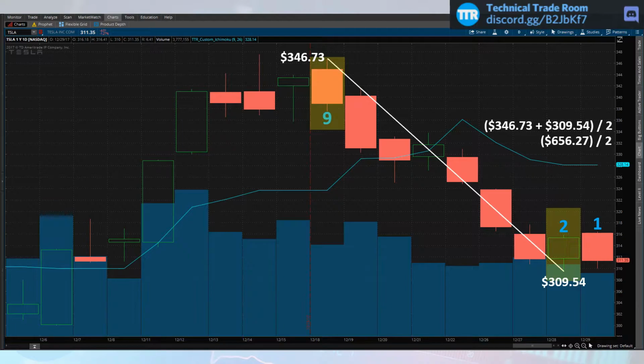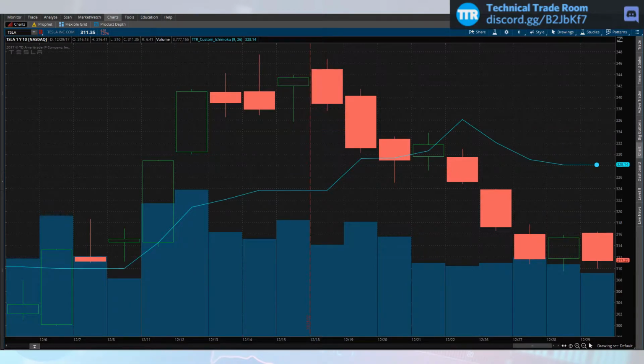This number is then divided by 2 to find the middle point between that high and low, which gives us the value for the Tenkan, coming in at $328.14. Now, to compute the next value in the Tenkan, we simply move our 9 candles 1 candle to the left. What was our second candle in our previous example now becomes our first candle, and what would have been our 10th candle in the last example now becomes our 9th candle.